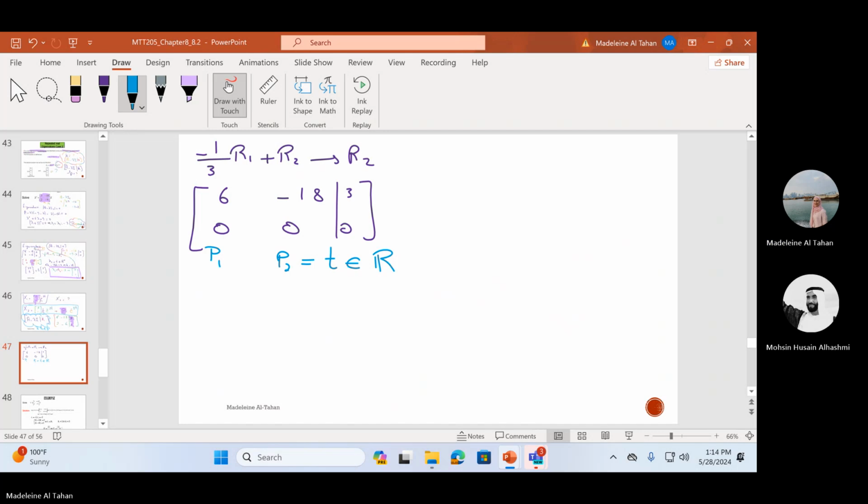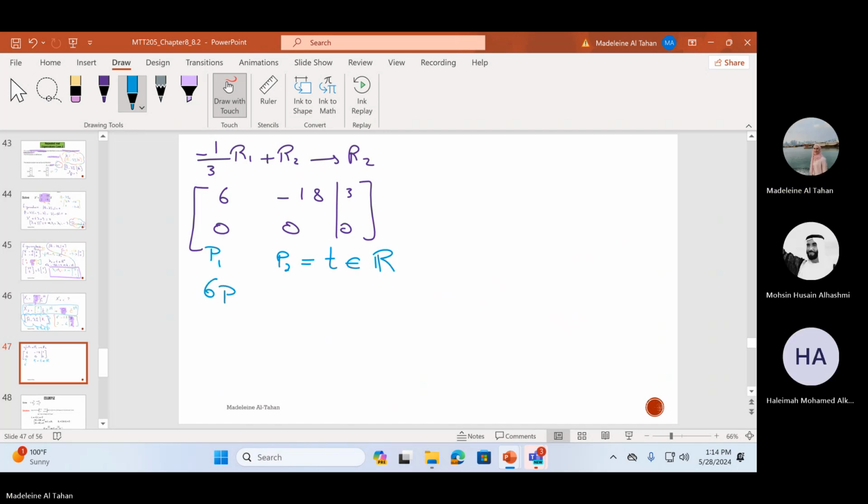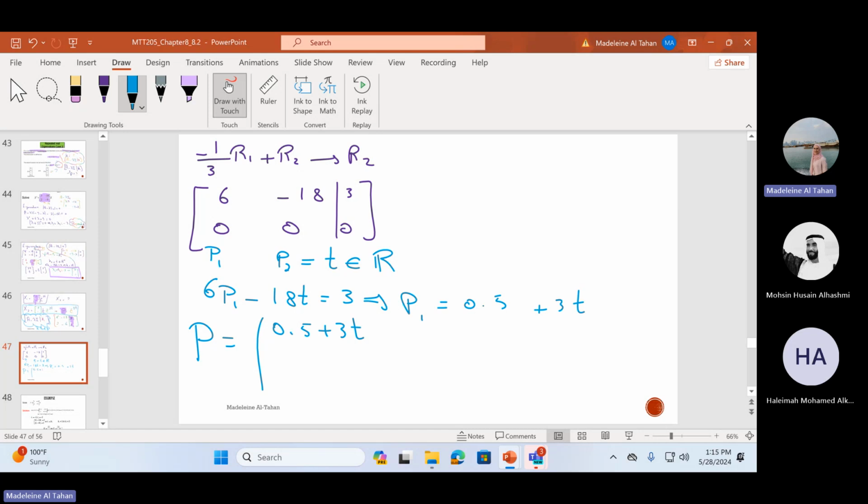Okay, Miss? What will we get now? 6 P1 minus 18T equals 3. It means that P1 is 0.5 plus 3T, right, Miss? 18 over 6, yes, 3. What will we get P as? It's P1 and P2.